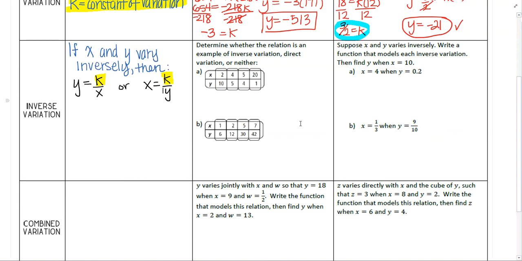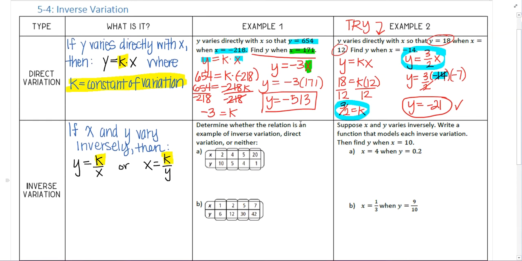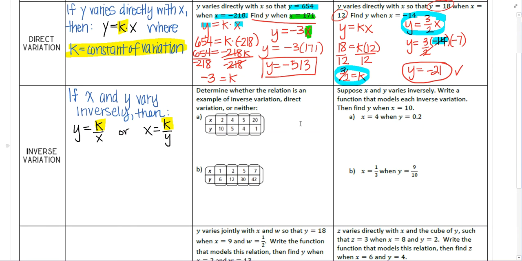One type of problem you're going to see for this section combines direct variation and inverse variation. It says, determine whether the relation is an example of inverse variation, direct variation, or neither. So you're going to have to know how the x and the y relate to each other. With x and y relating directly, y is equal to x times some constant number. If I divide both sides by x, the constant of variation is always y divided by x.